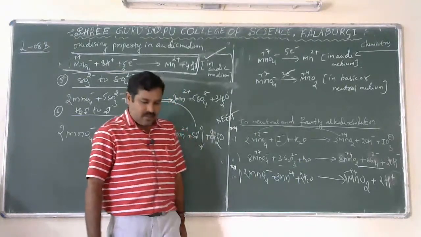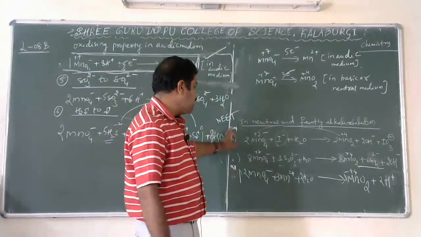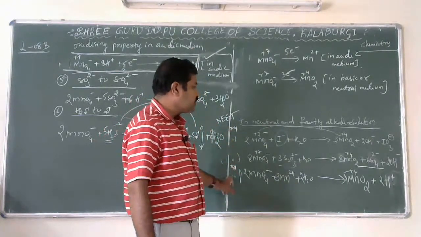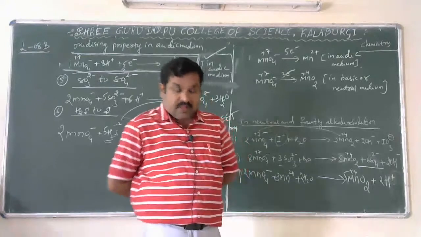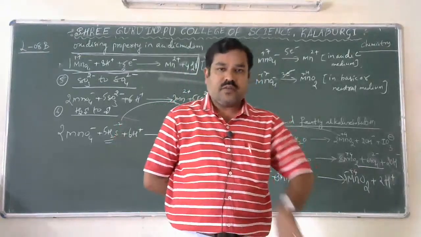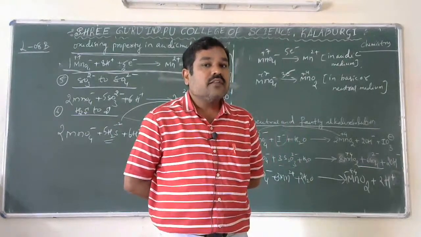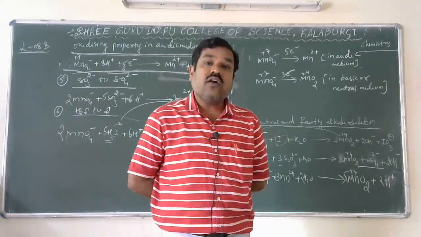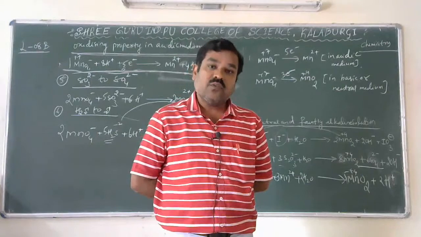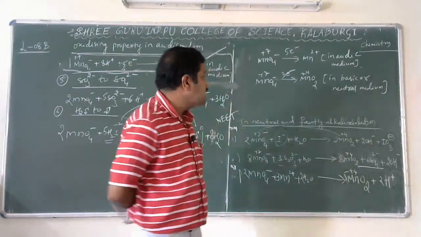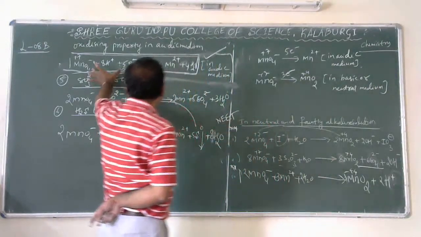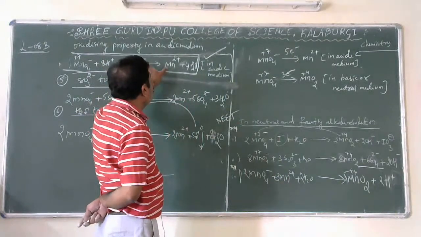Like this, they will ask you, very important, first and second. So these are the other oxidizing properties of potassium permanganate, in basic or alkaline, or in neutral medium. But in acidic medium, this is fixed. Please try to remember these bases.